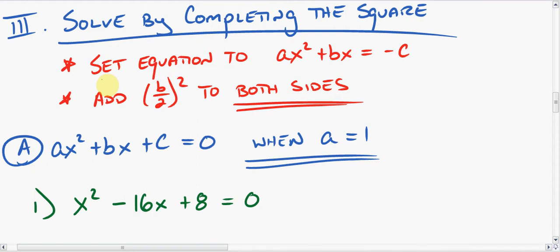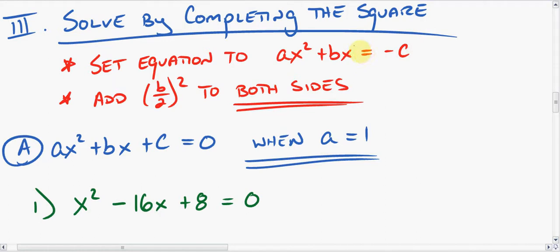This is section 4.7 part 3, where we are going to solve by completing the square. Completing the square is going to use the process of b over 2 squared that we just learned in the previous part of section 4.7. So in order to complete the square, we want to set the equation to ax squared plus bx equals the opposite of c.